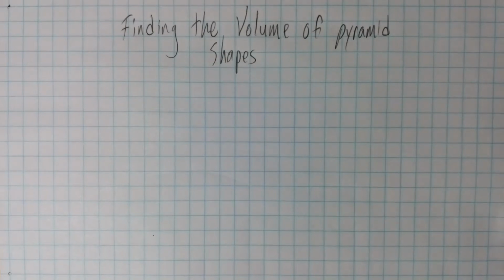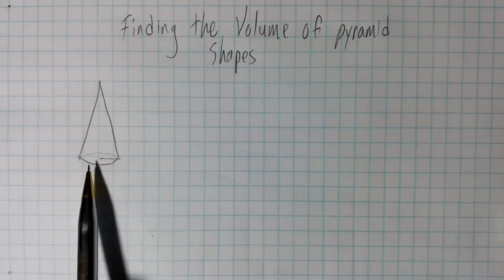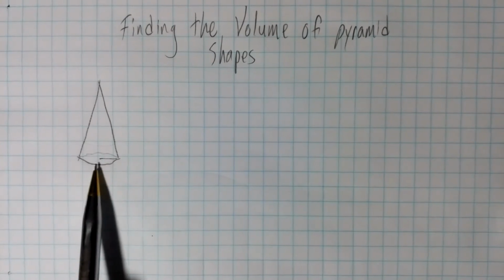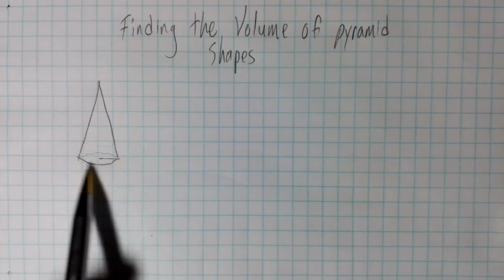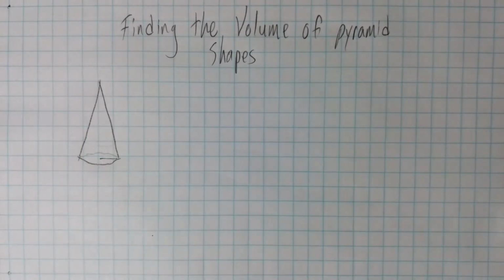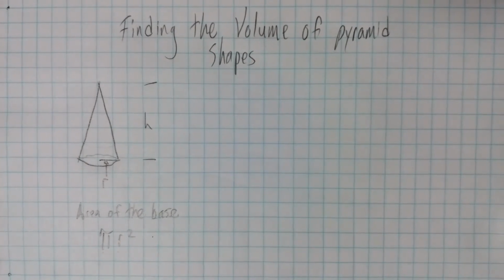Okay class, today we're going to be finding the volume of pyramid shapes. Now, as we said in class, whenever you have a cone where the bottom is a circular shape, you just need to know the area of the bottom and you can multiply it by the height of the shape. So a cone will have a radius and it will have a height. And since the base, again, is a circular shape, the area of the base is pi r squared.